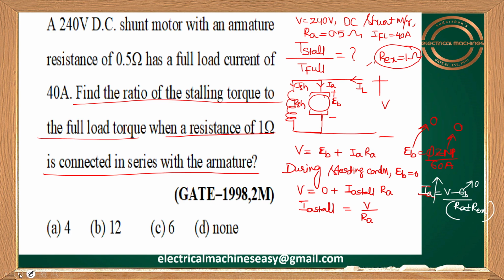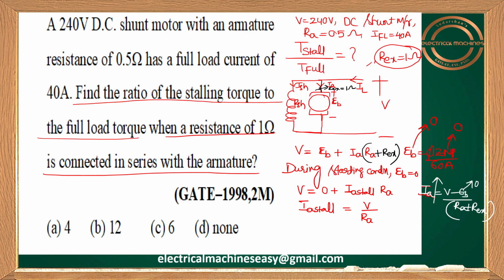So I think now it is justified. That's the reason why I'm going to connect here some starting resistance. REX, how much value has he given? 1 ohm he has given. So now this equation becomes V equals EB plus IA into RA plus REX, the extra resistance value.